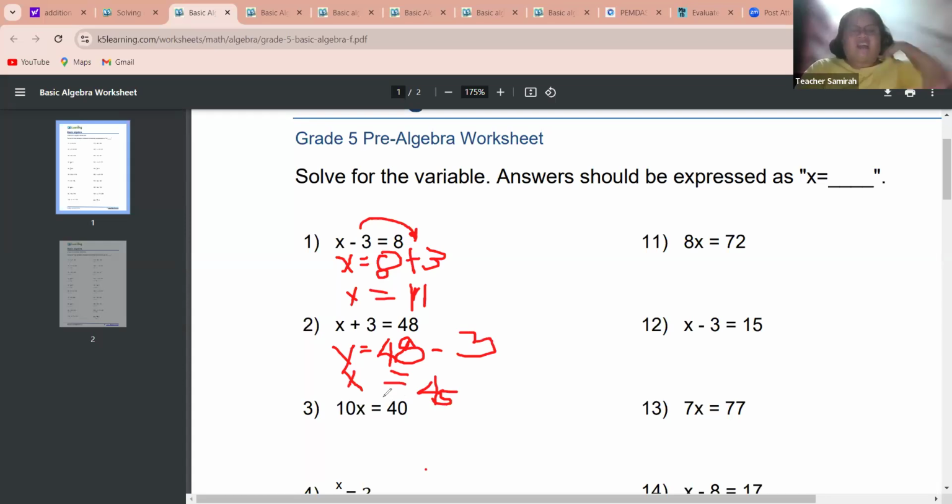Number 3. 10x is equal to 40. What will be your answer? Take note, we only want to know the value of x. But if you look at the equation, you can see that x has its coefficient, which is the 10. How are we going to remove the coefficient 10 from the variable x? What do we need to do?